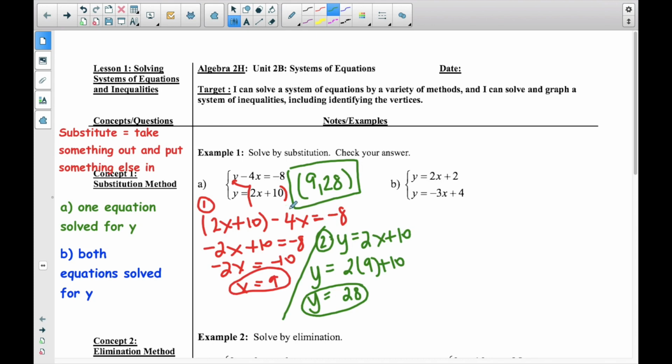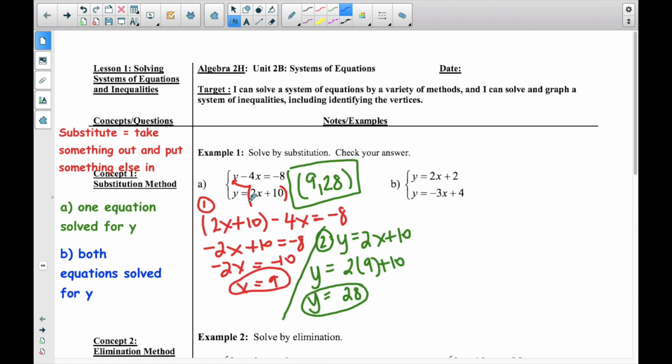Of course, we would want to check these. And because I'm a little bit limited on space, I'm going to do a mental check. So y is 28, so I get 28 minus 4 times 9. That's 36. 28 minus 36 is negative 8. Yes, 28 minus 36 is negative 8. And it should definitely work in here because I just did it over here, but I'll check it in case. 2 times 9 is 18. 18 plus 10 is 28. That works.